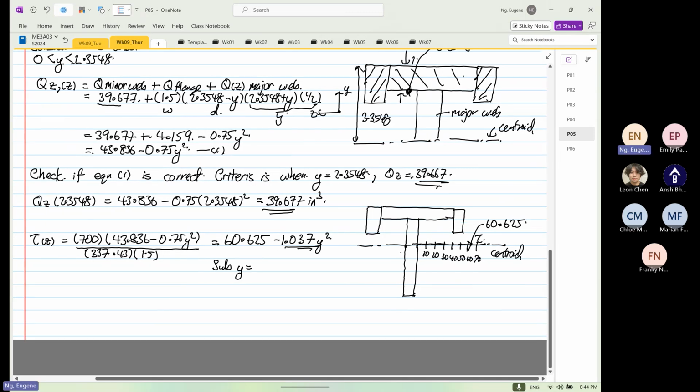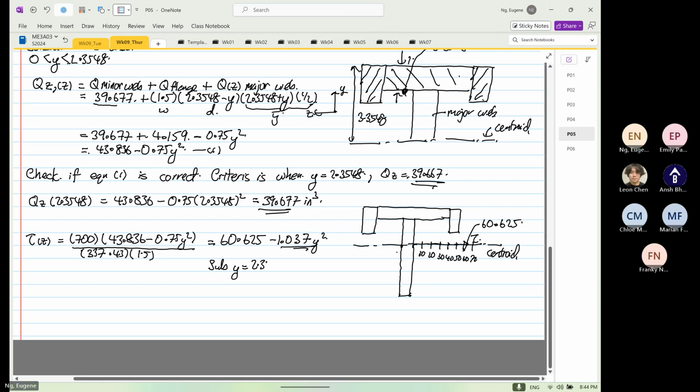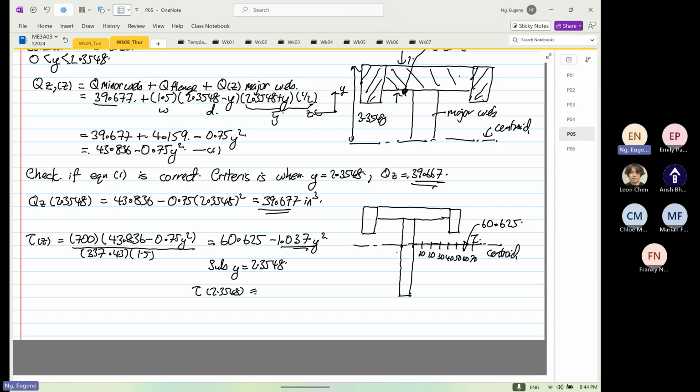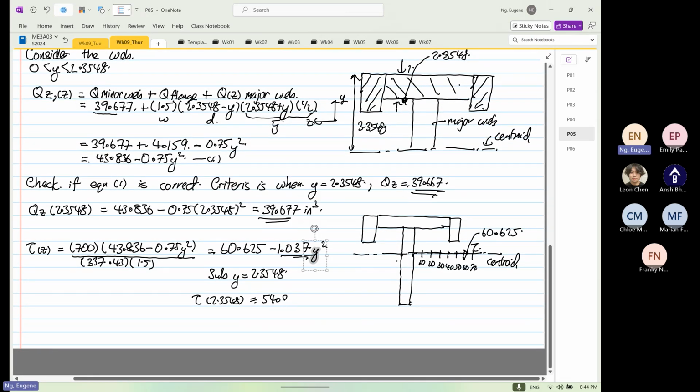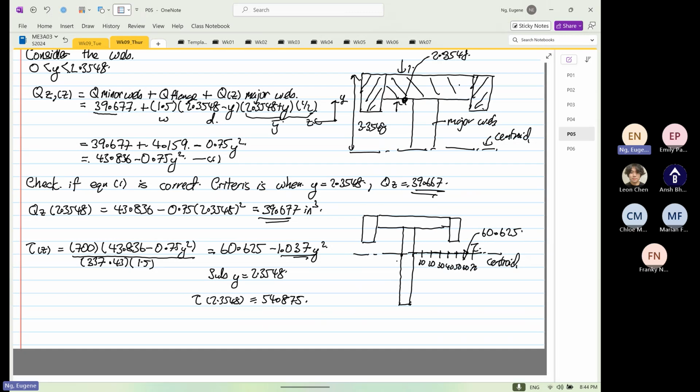y is equal to what? 2.3548. Okay. So the shear stress at y of 2.3548 is equal to 60.625 minus 1.037 times 2.3548 squared, which is equal to 54.87. Okay, let me do it again.